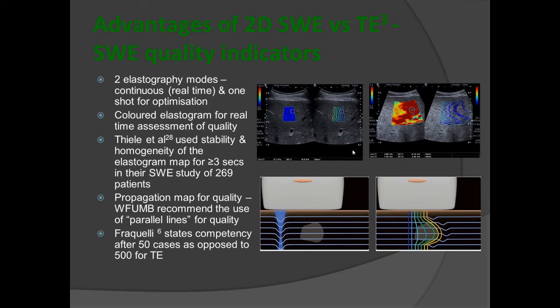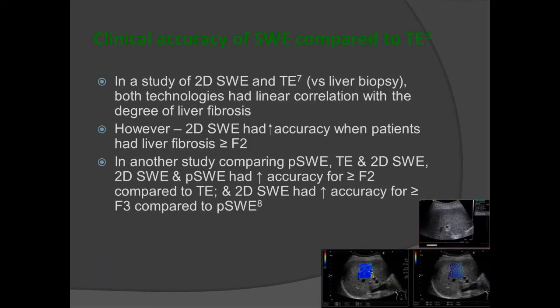A recent paper that looked at 270 patients said if you get a stable elastography map for around 3 seconds in continuous mode, which is something we use on our Toshiba regularly, you can be assured that that's a good quality map and you can freeze it and measure off it. These quality indicators should guide us sufficiently so that, unlike Fibroscan, where authors say you need to do at least 500 cases before you get competent, with 2D shear wave, you really should be able to work autonomously and competently after only doing 50 cases.